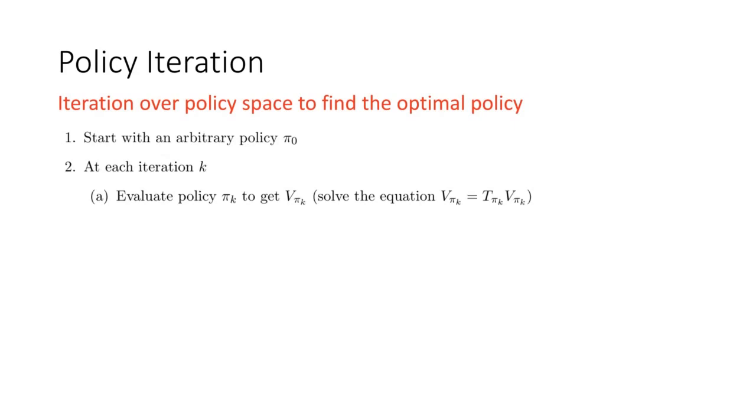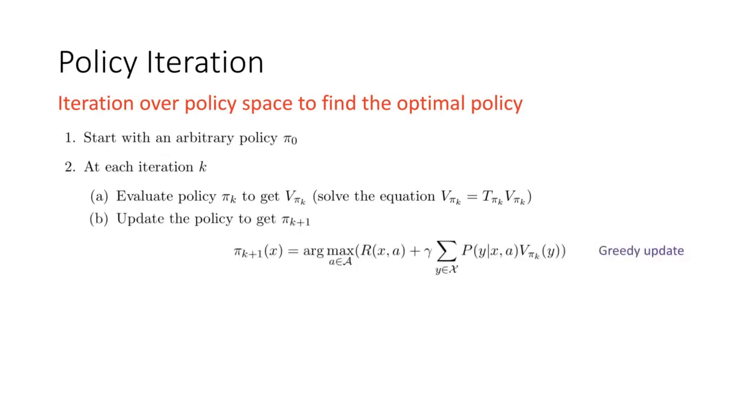Now you are at iteration k, you have a policy pi k, and you have the value corresponding to that policy pi k. Now you want to get the next policy pi k plus 1. How do you do that? Very easy. Your next policy is going to be the greedy improvement corresponding to the current policy. What does it mean? You already have the value corresponding to policy pi k. Now assume that you are in the state x and you take an action a, and from the next time onwards, you are going to follow the policy pi k.